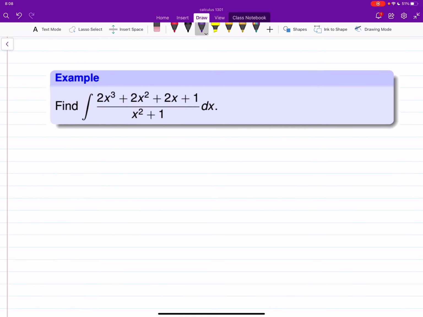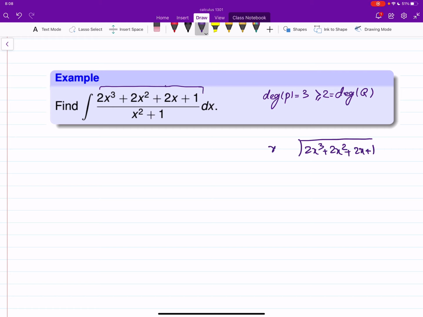So here this is P, and the degree of P is 3, and the degree of Q, which is the denominator, is 2, so it is bigger. So we have to apply long division: 2x cubed plus 2x squared plus 2x plus 1 divided by x squared plus 1.